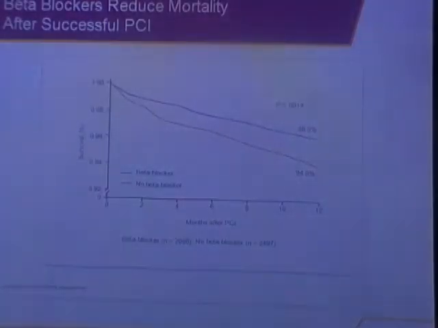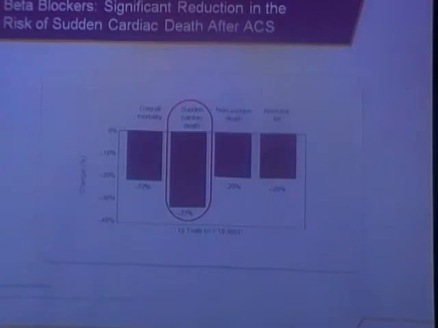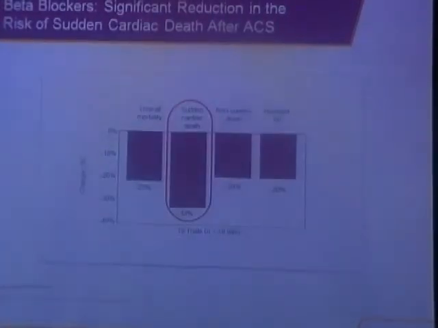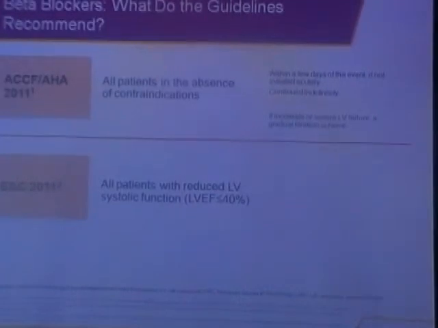Beta blockers again have to be given if there are no contraindications like bradycardia, hypotension, or heart failure with edema. Once the patient is stabilized, even in heart failure, beta blockers have to be reinstituted. Because one of the important roles is a significant reduction of sudden cardiac death when we use beta blockers in the post-ACS period. So both recommendations concur here that all patients should receive beta blockers.